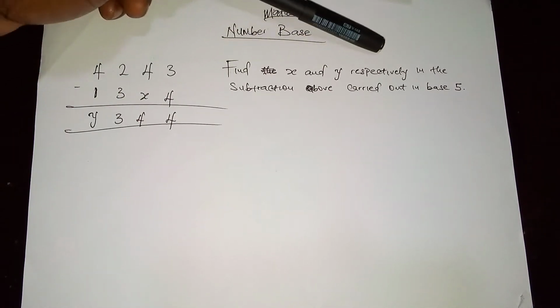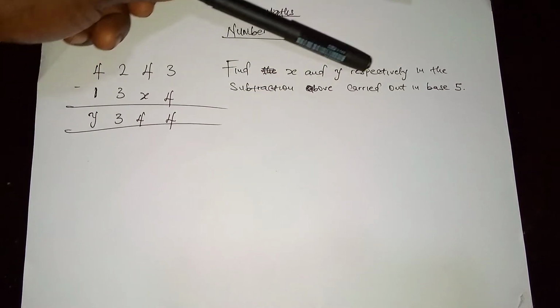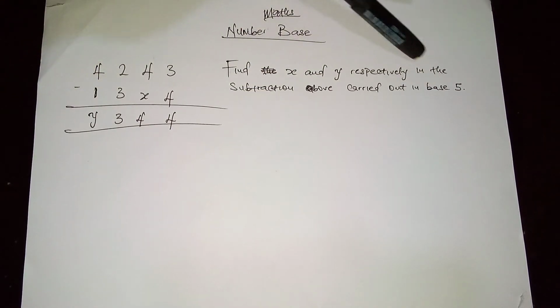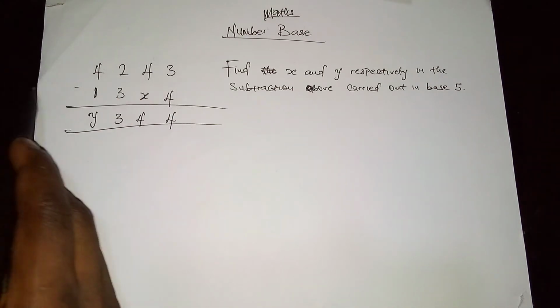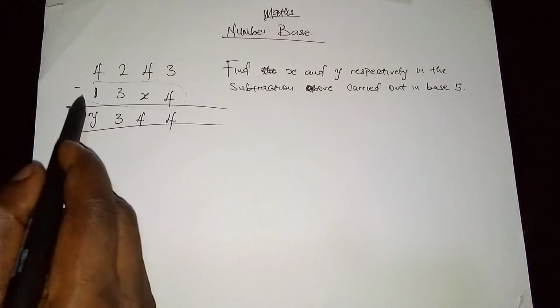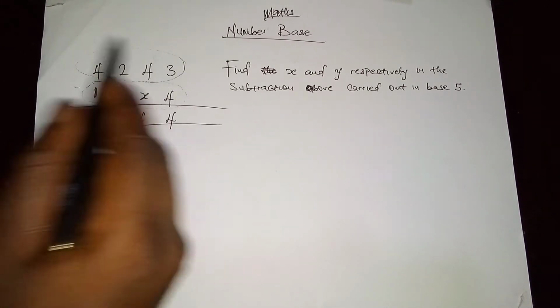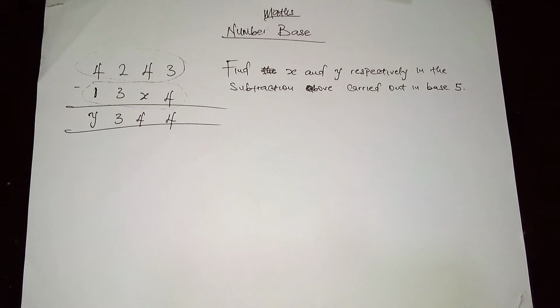Find x and y respectively in the subtraction above carried out in base 5. Now this is the subtraction. We are subtracting everything here from everything here, right? Now in our last class we said something about subtraction in different bases, and we talked about always putting the base in consideration each time we are subtracting or adding in any base at all.